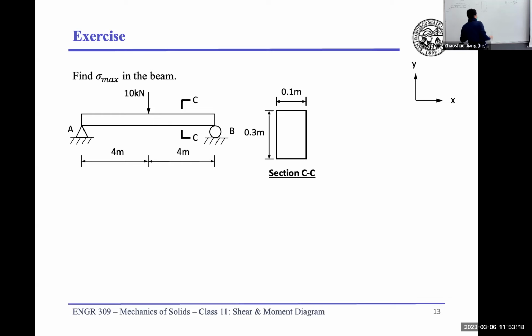Where is the neutral axis? Let me rephrase my question. Where's the centroid? In the middle. So this is my centroid. And the neutral axis is the axis passing through that centroid, right? This is my neutral axis. And this is 0.15, 0.15.